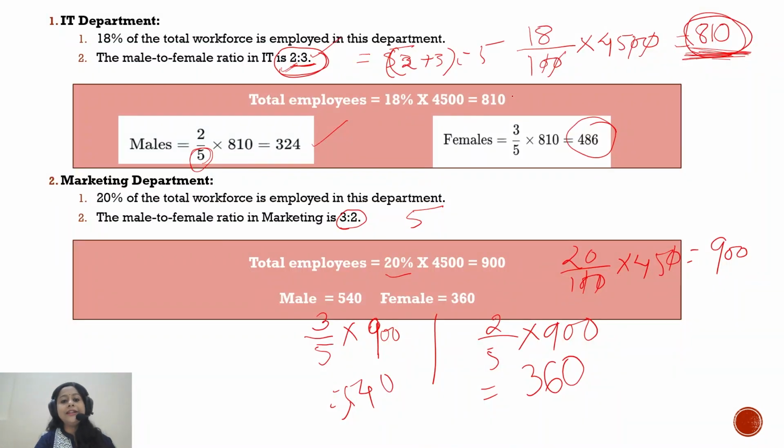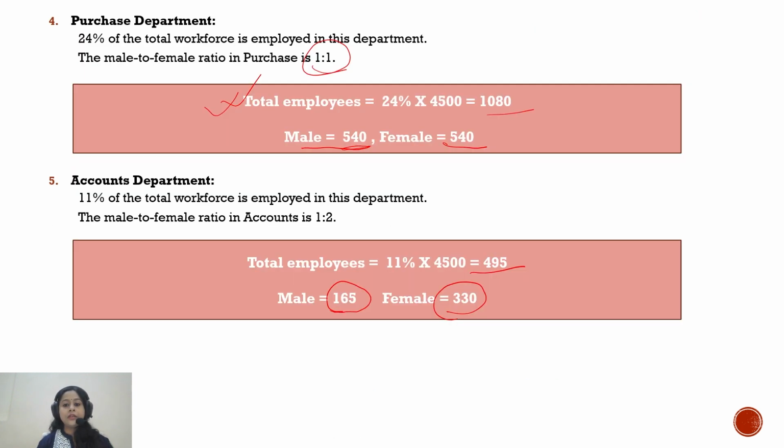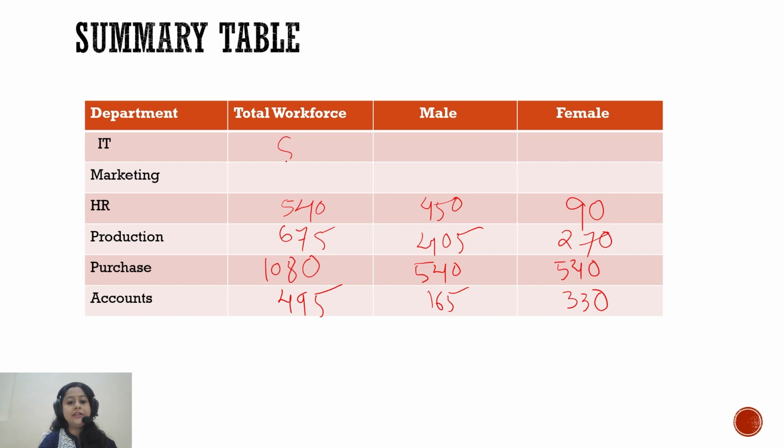Two departments are left, which are IT and marketing. In IT, the total number of employees is 810, and in marketing, the total number of employees is 900.